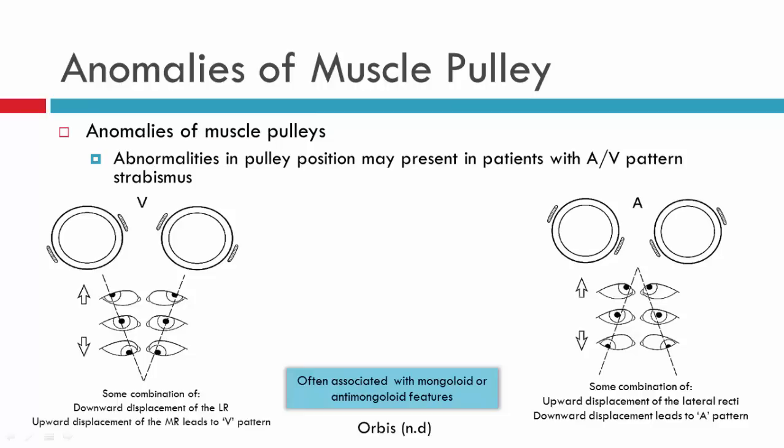If we take a look at the examples below here, here we have a displacement of the lateral rectus down and the medial rectus up. And again here, medial rectus up, lateral rectus down displacement, in which case we would see a V pattern. And in this particular instance here, there's upward displacement of the lateral recti and downward displacement of the medial recti, which would give us an A pattern. This type of displacement of muscle pulleys is often associated with mongoloid and anti-mongoloid features.